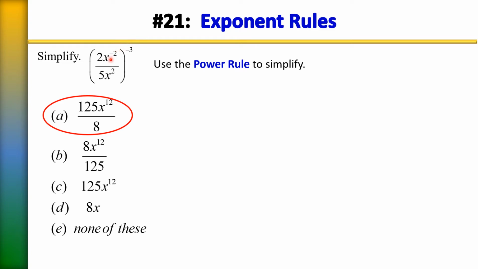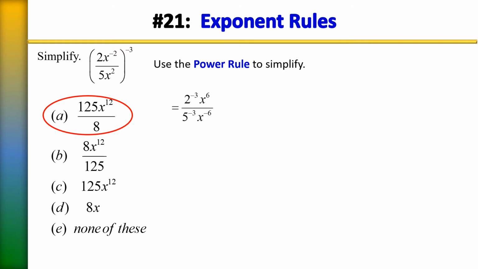X already has a power of -2. So remember, with the power rule, we're then going to multiply the two powers to give us x to the 6th power. Let's go to the bottom. We have 5 raised to the -3 power. X already has a power of 2, so when we multiply those powers, that's going to give us x to the -6th power.